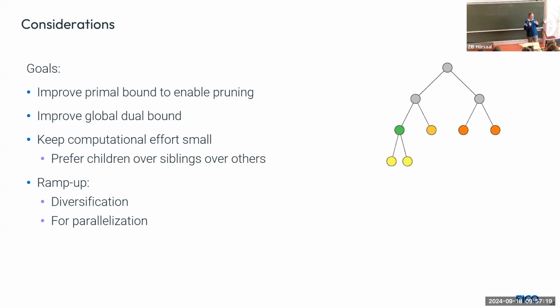Like a parent node and a child node just differ in one bound change, or maybe plus things that you've propagated. Siblings, the same. If nodes are further away in the tree, there's a much bigger difference. So re-optimizing via your primal or dual simplex might take much more time. And also some considerations in the beginning. You might want to create some diversification, in particular when you're applying a parallel variant of a branch and bound algorithm.